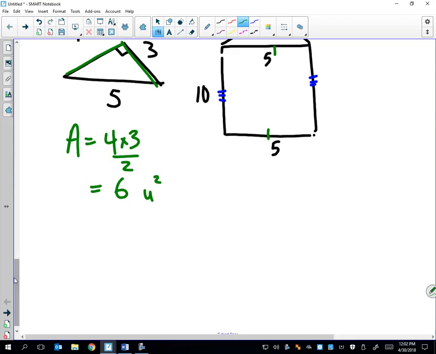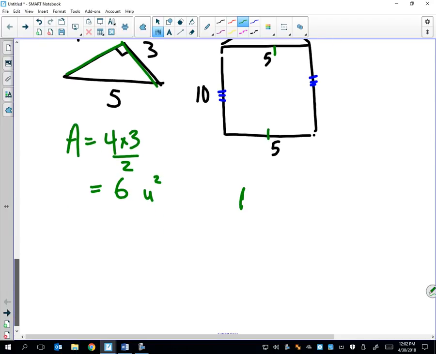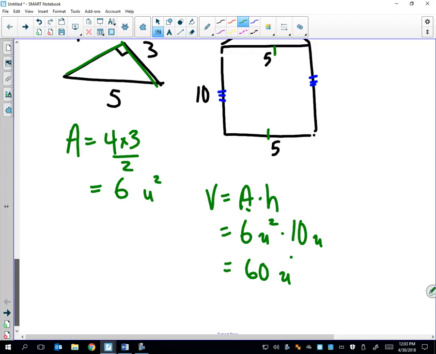Who knows? I'm going to say 6 units squared is the area of this triangle, and I'm going to pull it up how far? 10 units. So the volume will be 60. Area times 10, and the units are now cubed. Perfect. So I take the area times the height, which is 6 units squared times 10 units equals 60 units cubed. And you're done.